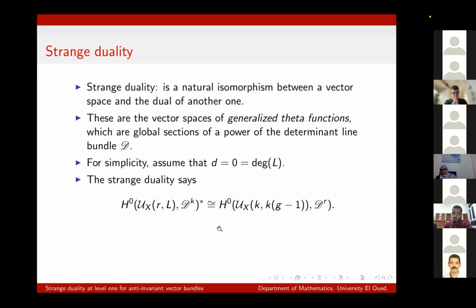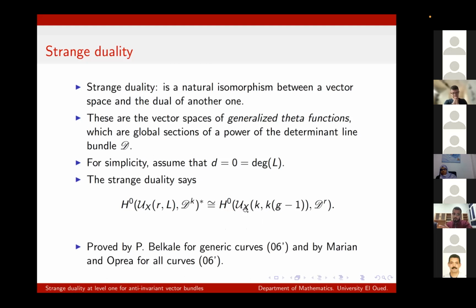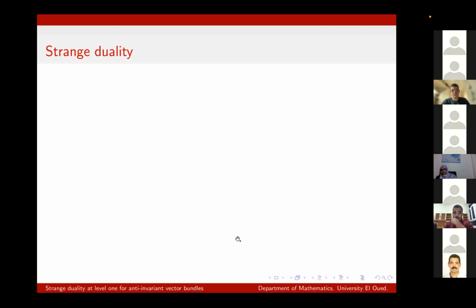What can I say also is that this was proved by Belkale, an Indian mathematician, for a general curve in 2006, and also by Marian and Oprea for all smooth curves in the same year. So it's a recent result, but special cases are already known for rank 2 and rank 1, and the first special case is due to Beauville, Narasimhan and Ramanan in '89.